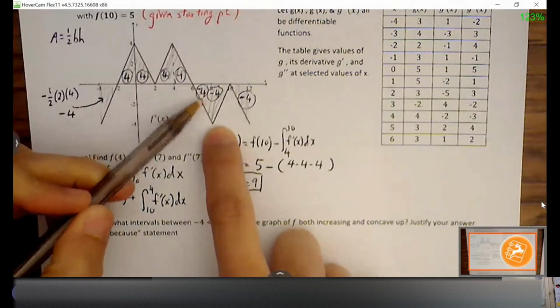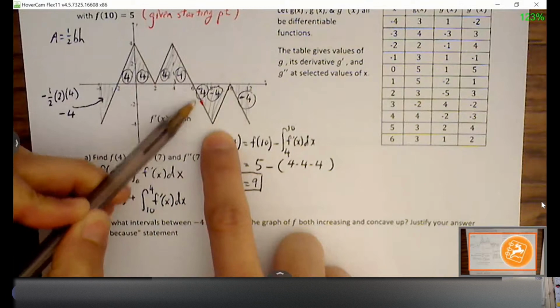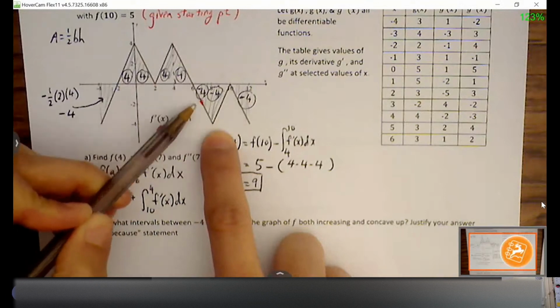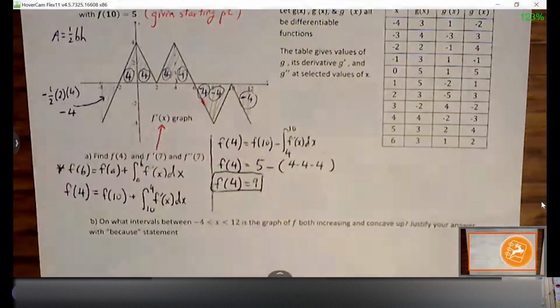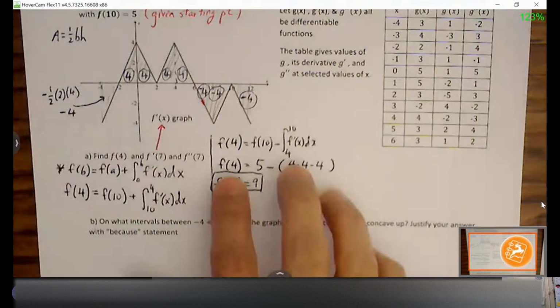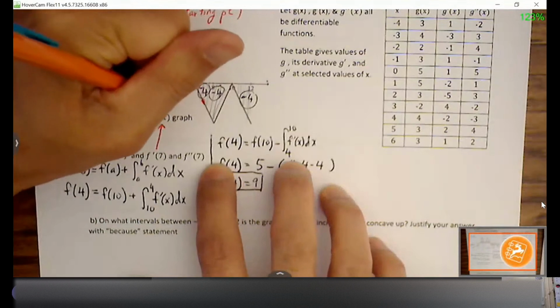Now this is a graph that has a slope. If we count, we see that this is a slope of -2. So we can just go down 2 over 1, down 2 over 1. So this must be f prime of 7 being -2. Just an ordered pair.